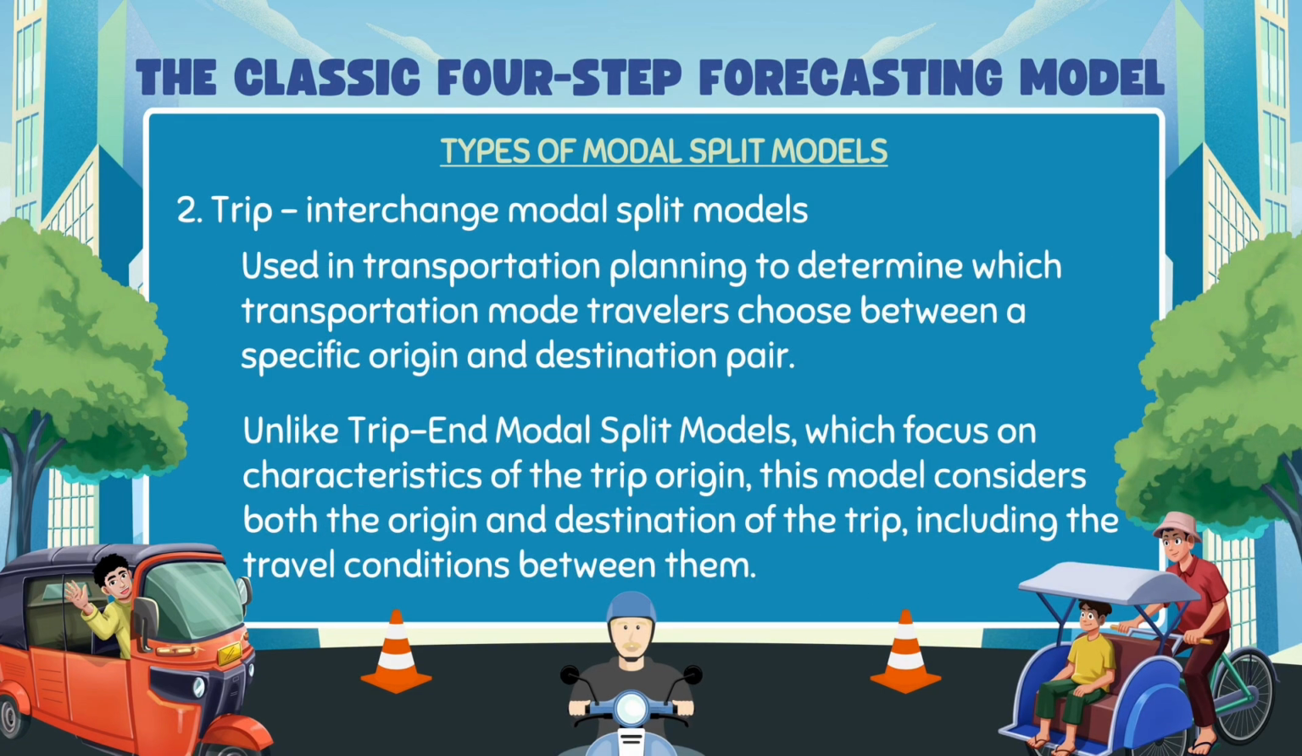So the second type of modal split models is the trip interchange modal split model. It is used in transportation planning to determine which transportation mode travelers choose between a specific origin and destination pair. Unlike trip end modal split models, which focus on characteristics of the trip origin, this model considers both the origin and destination of the trip, including the travel conditions between them.